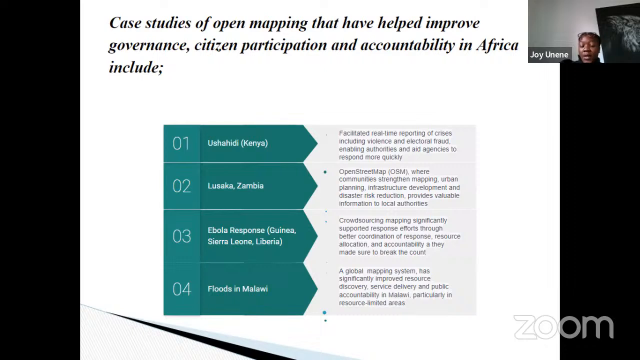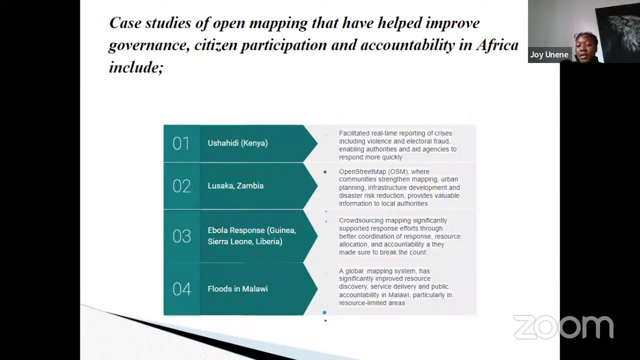The other one is right here in Lusaka, Zambia, and OpenStreetMap, where communities strengthen mapping, urban planning, infrastructure development, and disaster risk reduction, and provide valuable information to local authorities. This draws back to the time when Zambia, in particular Lusaka, suffered from cholera. I should think this is 2018, 2019. This was a very crucial time for us. And it's through this mapping that the mappers, the community and the government as a whole were able to see where exactly this particular outbreak was stemming from and how it was going to continue to spread to other areas. So this helps mitigate and stop it before it spreads to other places.